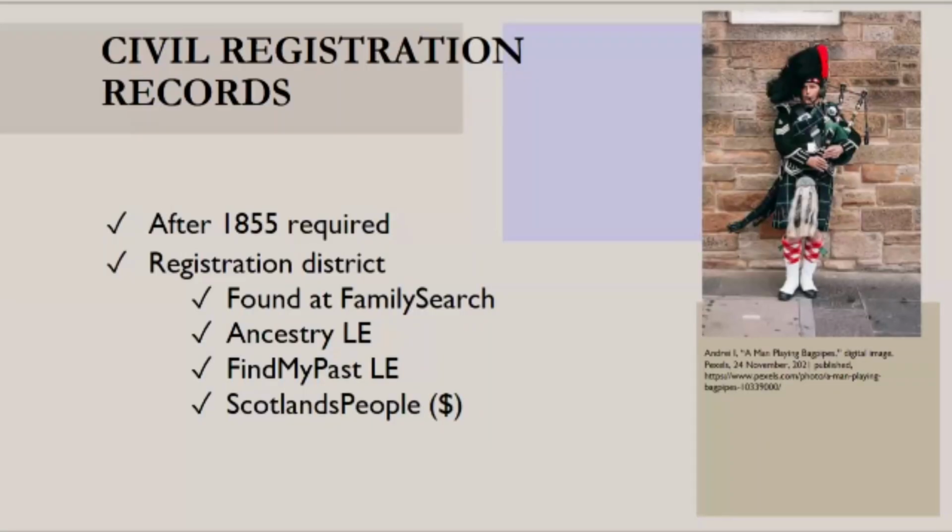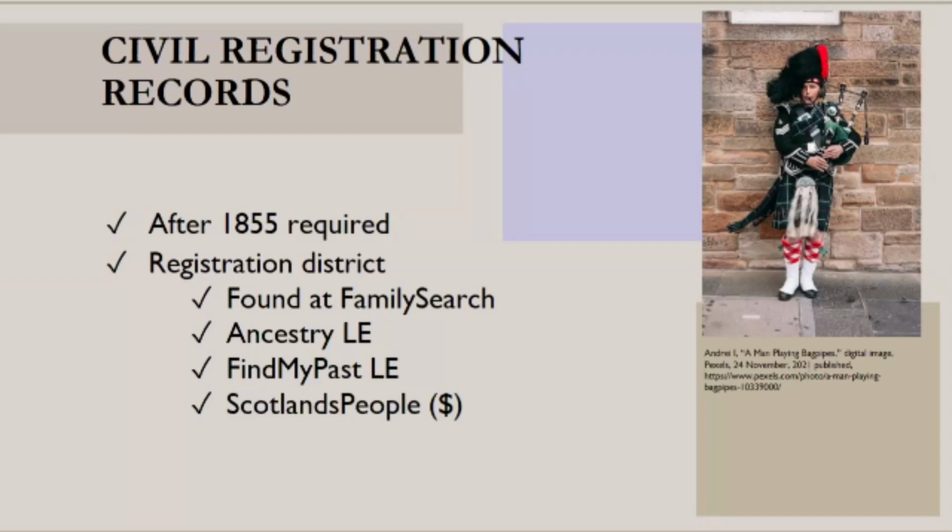Now, after 1855, when they put civil registration into place in Scotland, it was required to register your child's birth, you register a marriage, and you register a death. The civil authorities didn't care if you got married in the church, didn't care if you got baptized, even though they would indicate information if it was provided to them. But as long as you came into the office to get the birth registered or the marriage registered or the death registered, you were good. They would be listed by registration district, which would be similar to the civil parish.